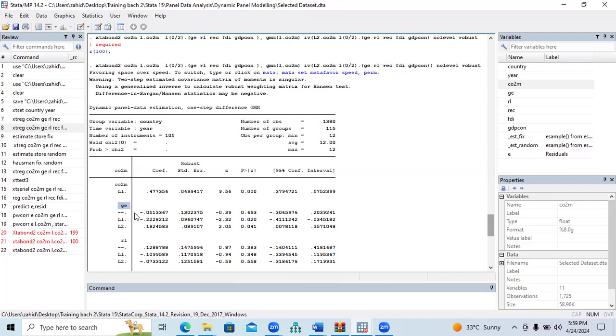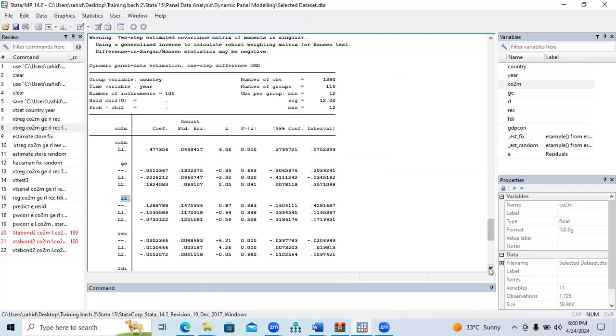Now, the next thing that you can see here is GE, another independent variable. It is not significant at level, but it is significant at first lag and second lag too. It is highly significant at first lag because the p value is very small in case of first lag. So we can see that it is negatively impacting in first lag on your dependent variable. Then R1, if you see, R1 is not significant at any lag value, so it means it is insignificant.